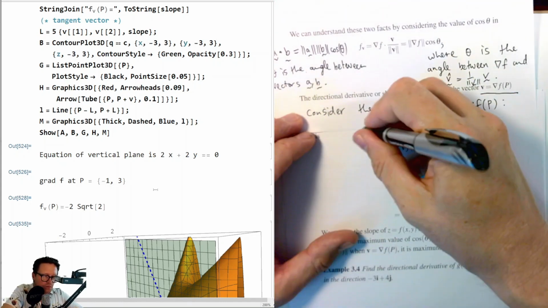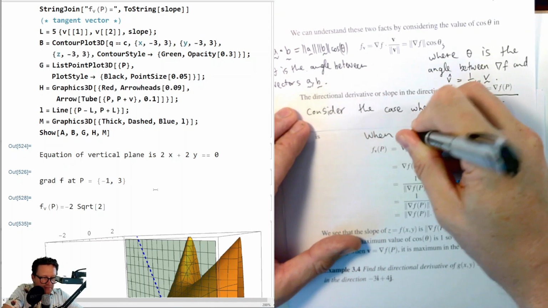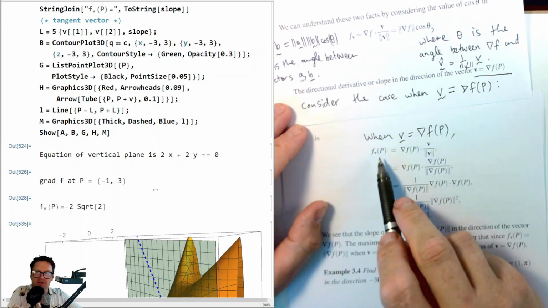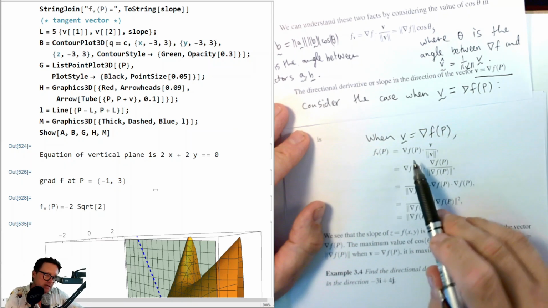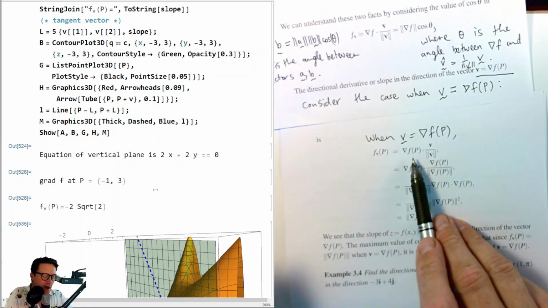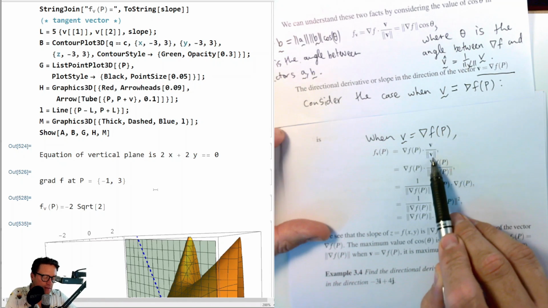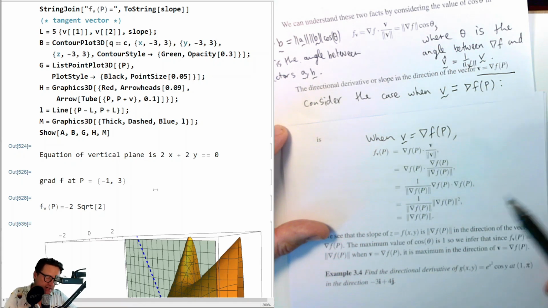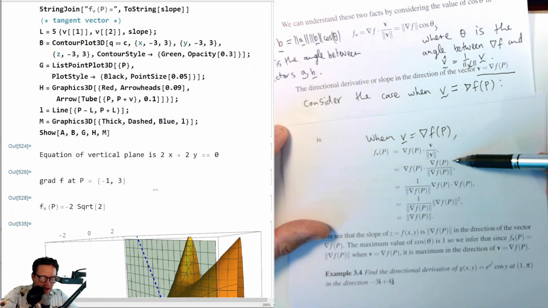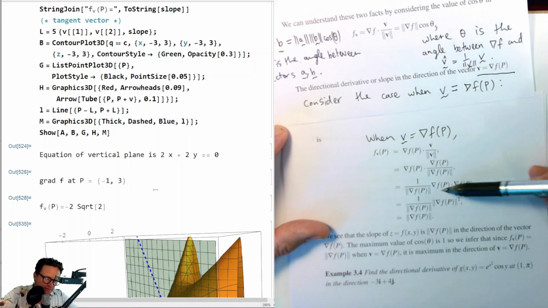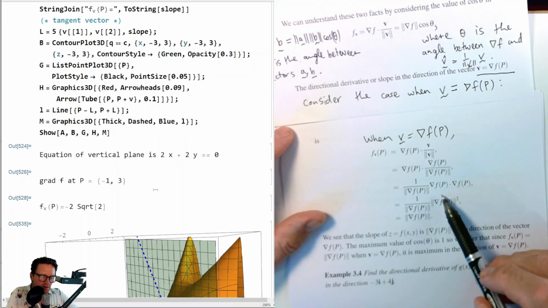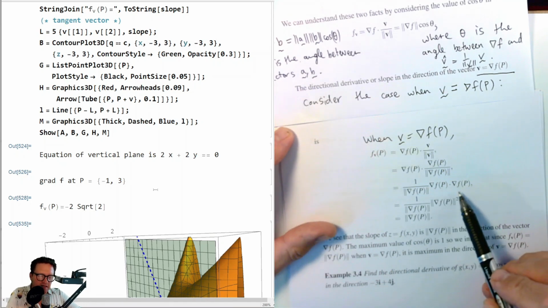So then when v is equal to grad f at P, we have the directional derivative f subscript v at P equal to the dot product of grad f at P with v over the norm of v. But v is equal to grad f at P in our case. So let's sub that in. We've got grad f at P over the norm of grad f at P. Now this is a scalar, so we can pull it out in front and put it on the left. So we've got 1 on the norm of grad f at P multiplied by the dot product of grad f at P with itself.